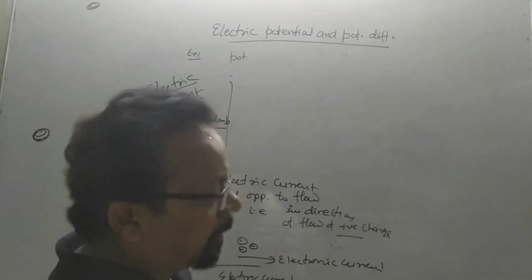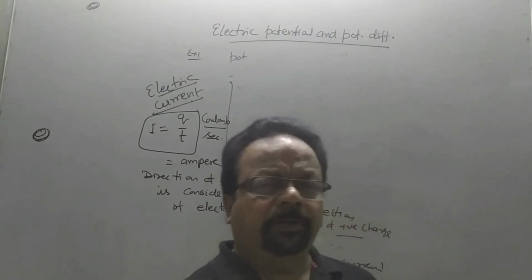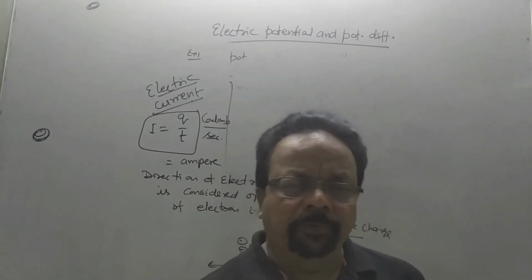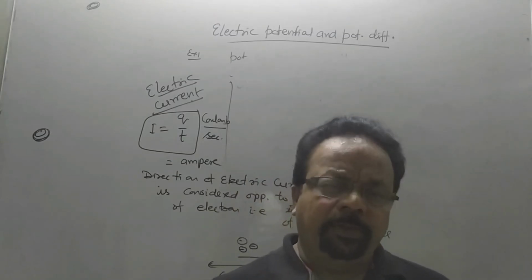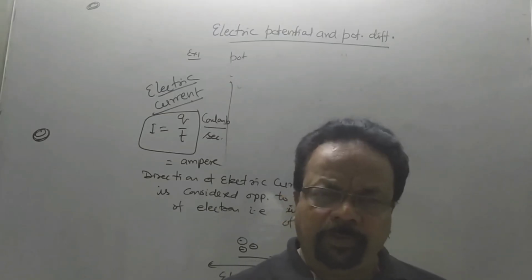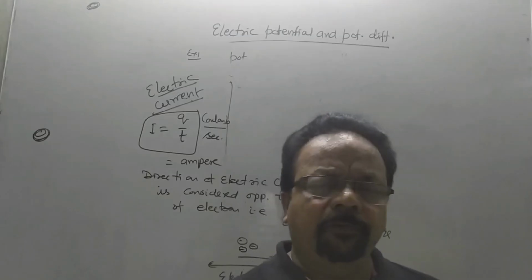W is work, Q is charge in coulomb. Joule per coulomb is the unit of electric potential or potential difference, and joule per coulomb is known as volt. If 1 joule work is done in moving 1 coulomb charge between the 2 points, then the potential difference will be 1 volt.